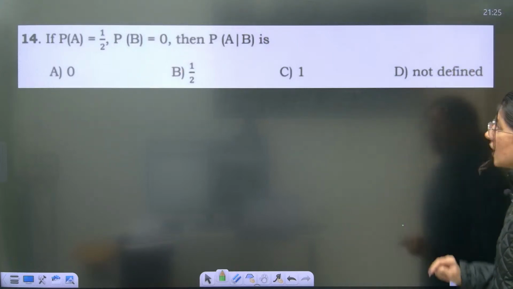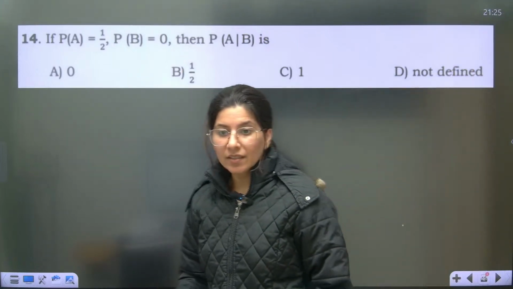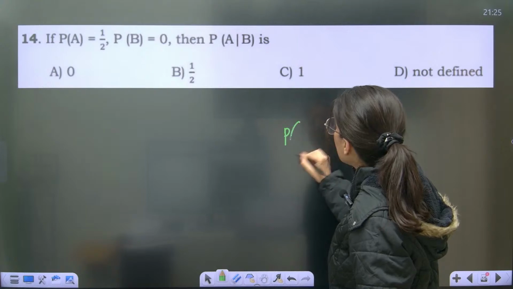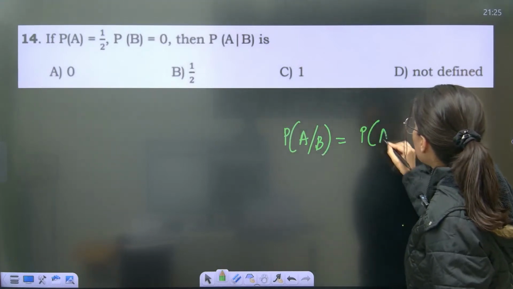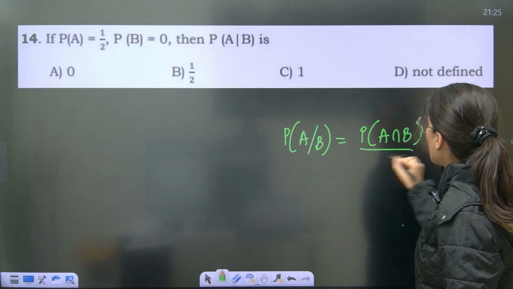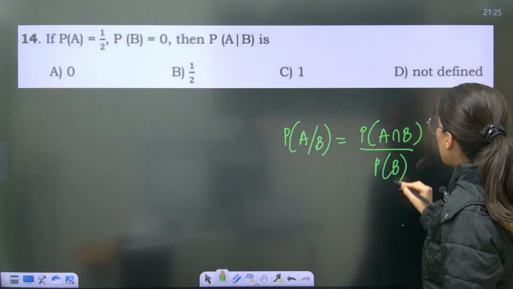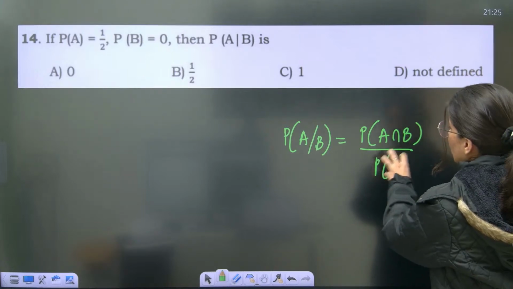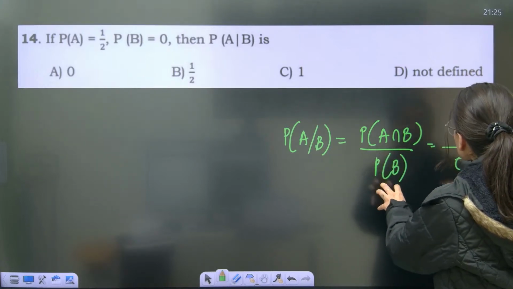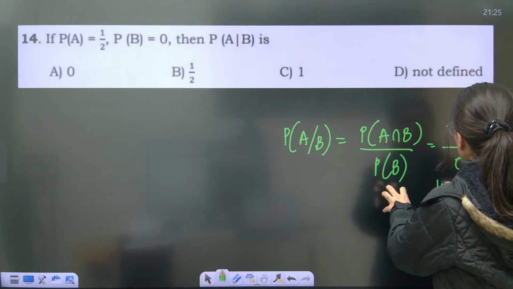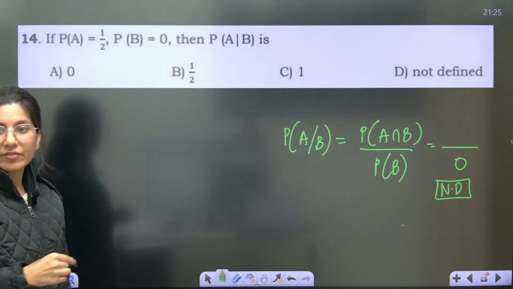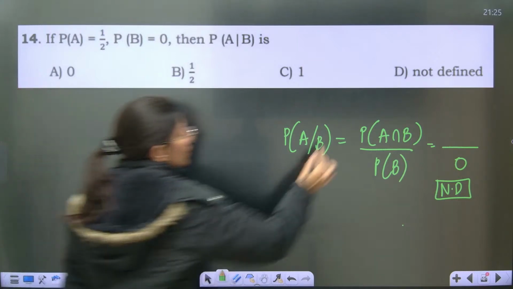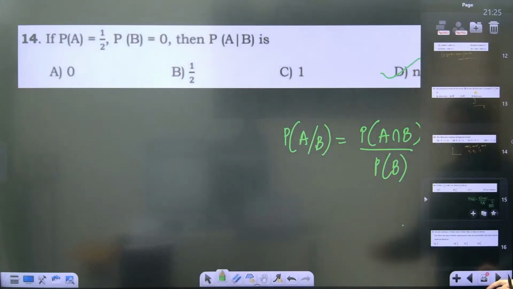Let's talk about this now. Probability of A given that B has already occurred. Do you remember the formula? This is probability of A intersection B upon probability of B. Now understand, probability of B is 0. So this is something upon 0. So this is not defined. Not defined, option D. Alright. So in the formula, probability of B is 0, the denominator is 0.